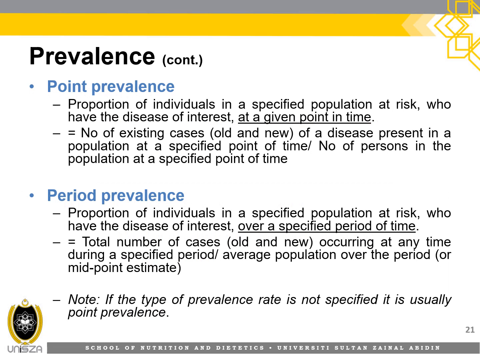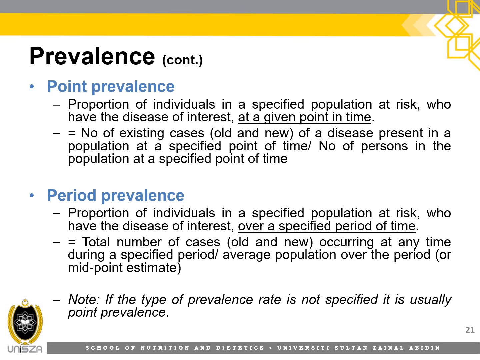There are two types of prevalence. The first one is point prevalence, and the second one is period prevalence. So point prevalence is the proportion of individuals in a specified population at risk who have the disease of interest at a given point in time. So point prevalence is equal to the number of existing cases, old and new, of a disease present in a population at a specified point of time divided by the number of persons in the population at a specified point of time.